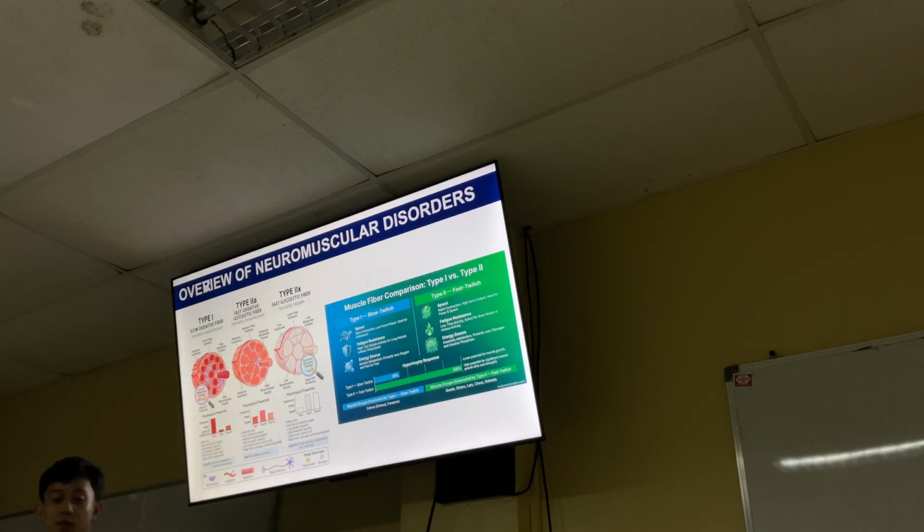Also, this is the overview of your muscle fiber. The muscle fiber is divided into two. We have your type 1 and your type 2. But your type 2 is divided into two forms. We have your type 2B and type 2A. The type 1 is a slow oxidative fiber, so basically it receives a lot of oxygenation compared to your type 2A and type 2B. The type 2A has slight oxidative capacity and your type 2B is a fast glycolytic fiber.